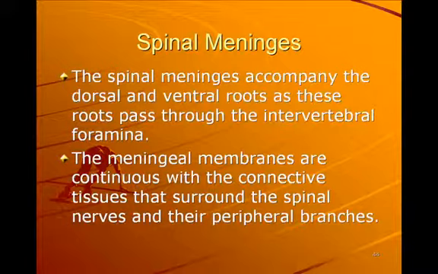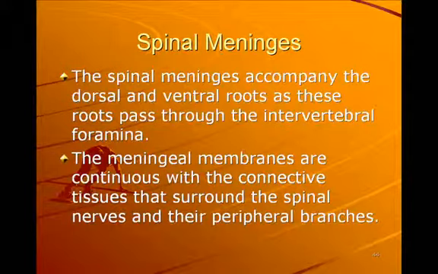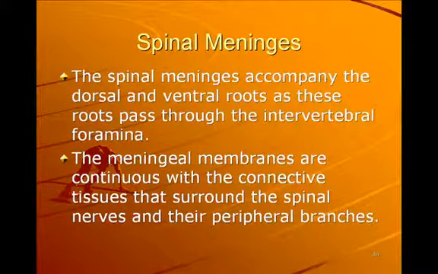Now, the spinal meninges accompany dorsal and ventral roots as these roots pass through the intervertebral foramina. The meningeal membranes are continuous with the connective tissue that surrounds the spinal nerves and the peripheral branches.